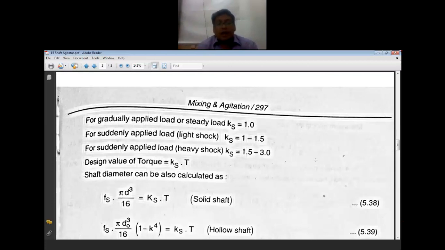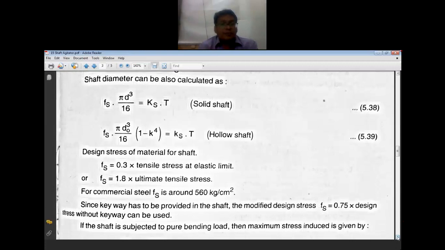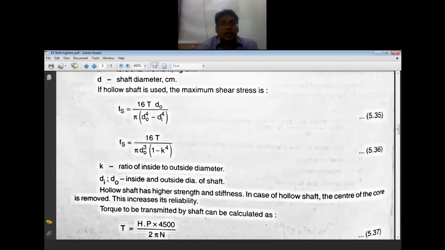So the shaft diameter can be calculated as Fs, that is the stress, into pi d cube upon 16, which is equal to Ks into T. Here we have considered the suddenly applied load. So this is for the solid shaft. Now in case of a hollow shaft, I have to multiply it by 1 minus k raised to 4, as we have already derived here.